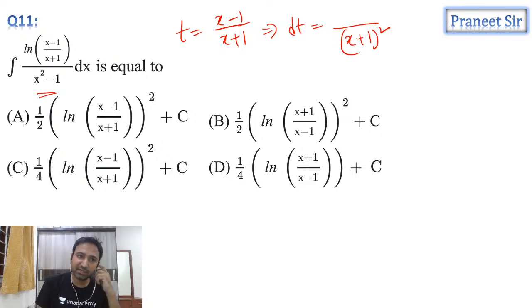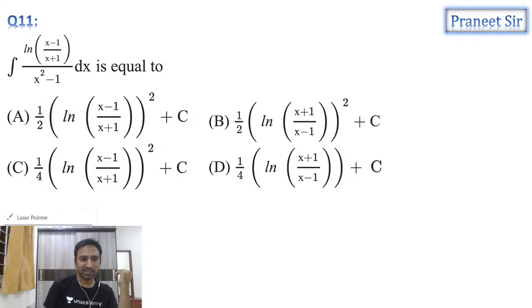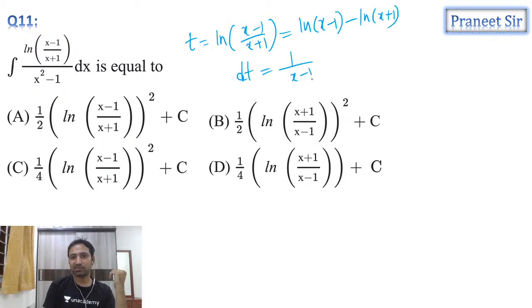Okay, we'll do one thing. We'll take log x minus 1 by x plus 1 as t, guys. That's better. Instead of doing all this, better what we can do is we'll take t is equals to log x minus 1 by x plus 1. But actually this I can write as log of x minus 1 minus log of x plus 1. Can I write it like this? Now tell me guys, what is dt?